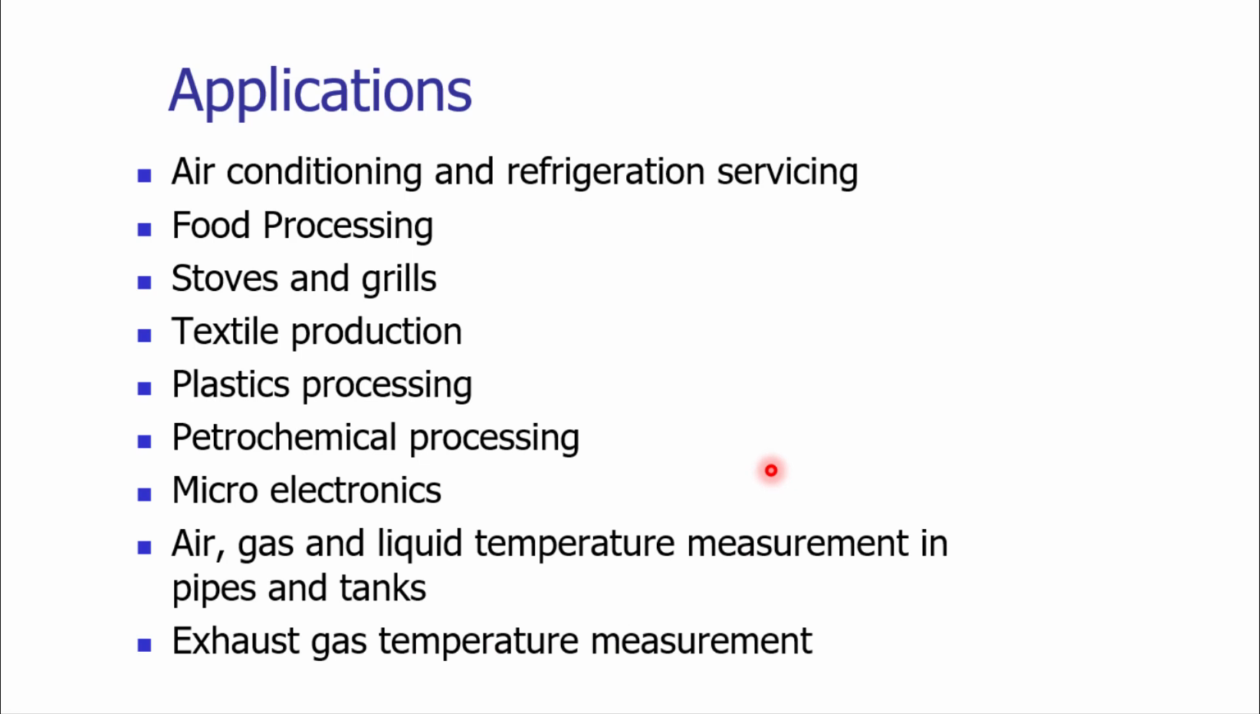Now friends, let us see what its various applications are. RTDs are used in air conditioning and refrigeration. They are also used in food processing to control the temperatures of stoves and grills, in textile production to process the fibers, and in plastics processing. In plastics, we are using injection molding machines, and in the injection molding machine we should have controlled liquefaction of the plastic material or the polymers.